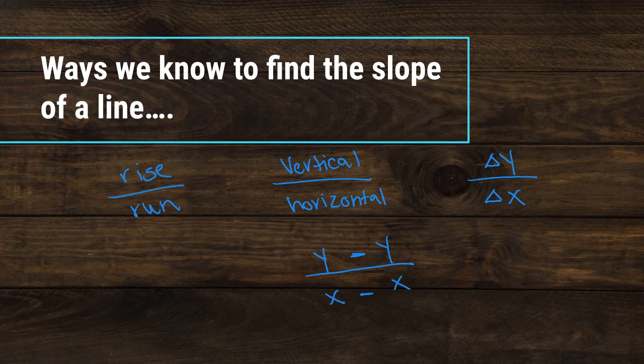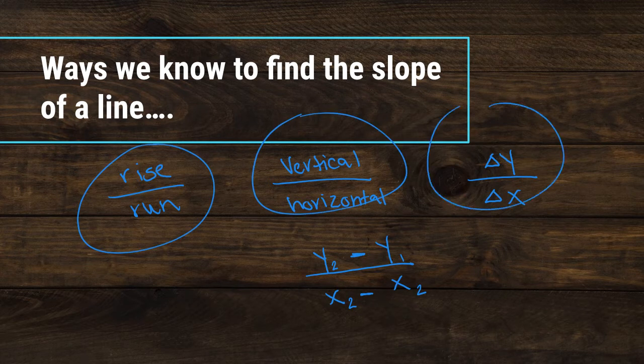Now, I'm just going to add y2 and y1. That way we can distinguish our points, because we are given 2 coordinates, which means that we're going to have 2 x coordinates and 2 y coordinates. So today, while we know that we can use any of these other methods, I'm going to be focusing on this one right here.